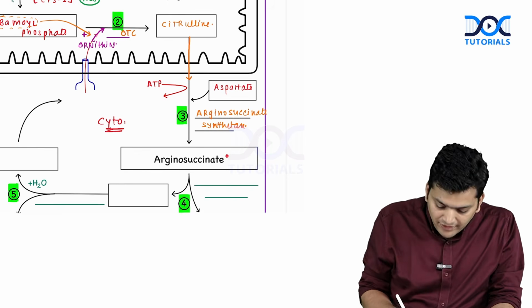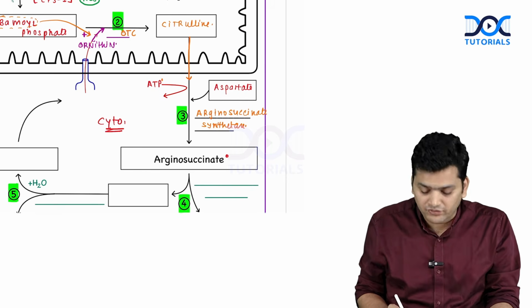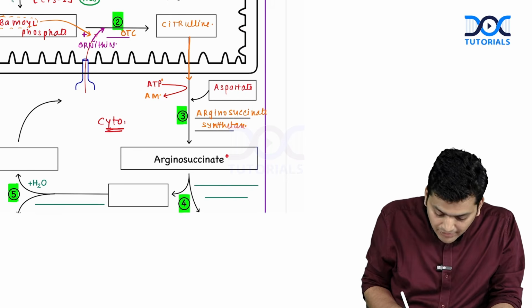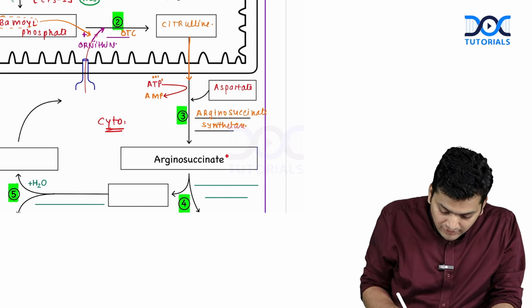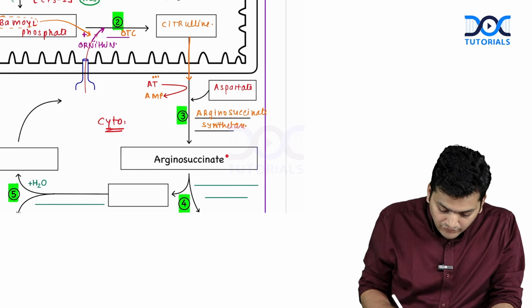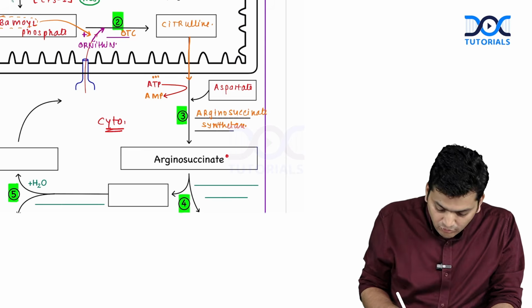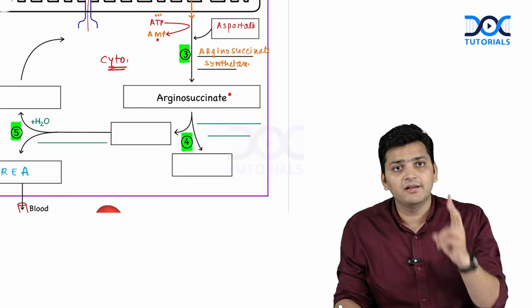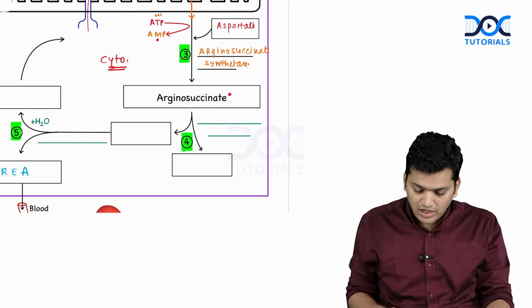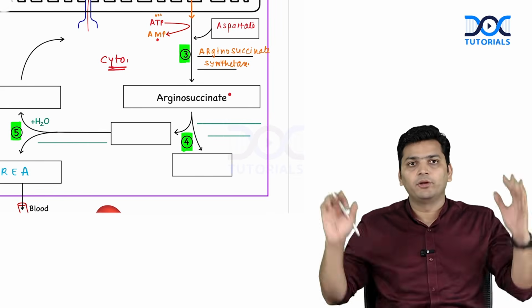In this process, we require ATP, adenosine triphosphate. It converts into AMP. The triphosphate will convert into monophosphate. Triphosphate converts into monophosphate. Means how many phosphates are utilized here? 2 phosphates.